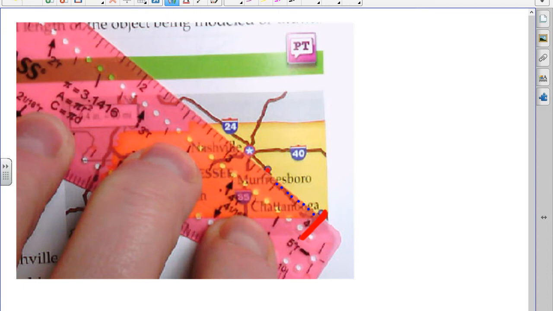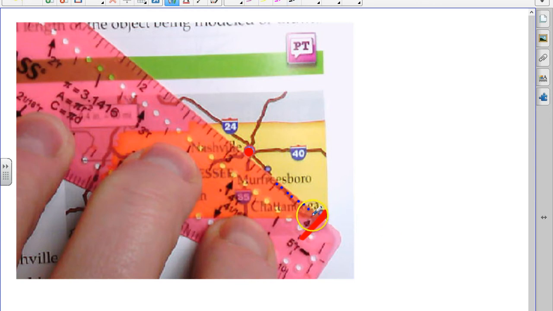I'm sorry, I marked something wrong earlier. I apologize. This is not what I'm looking for. That's Murfreesboro. If you were wondering why I marked that, that's Murfreesboro. Here's Nashville up here, which is what I want to know. I should have made that a little bigger. That's the dot I'm looking for. So right there.